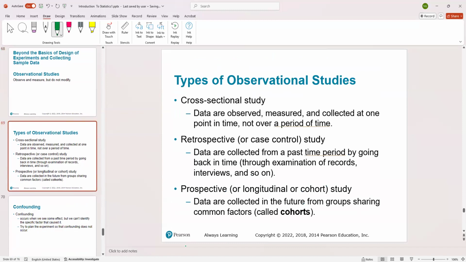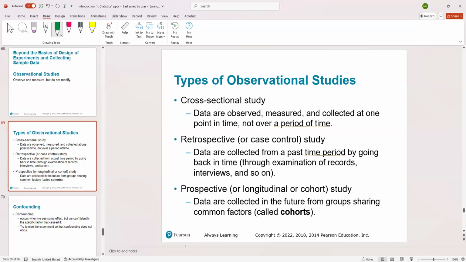In a cross-sectional study, data are observed, measured, and collected at one point in time, not over a period of time. For example, we go and sit at a coffee place and observe people ordering their latte. How many people would order a hot latte between 8 a.m. and 10 p.m.? Or how many would order a cold latte? So we can focus on one element, not two or three of them. We can focus on one.